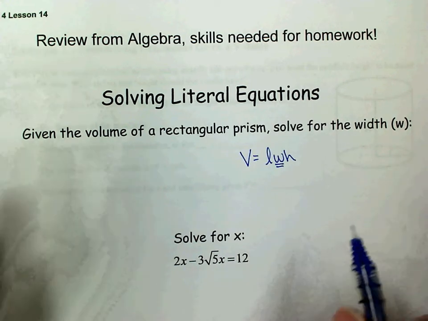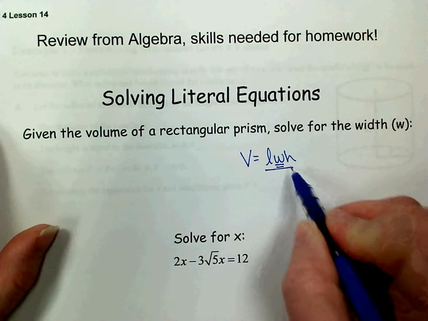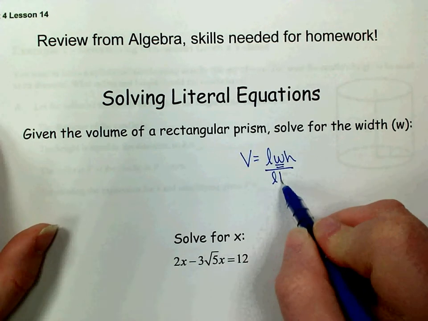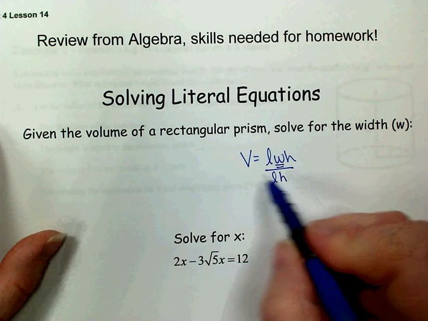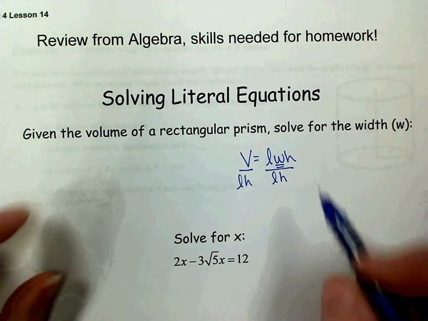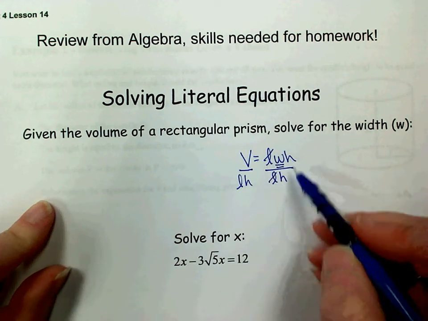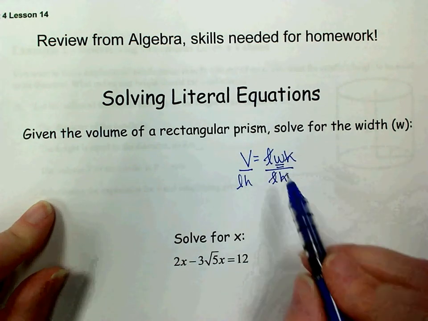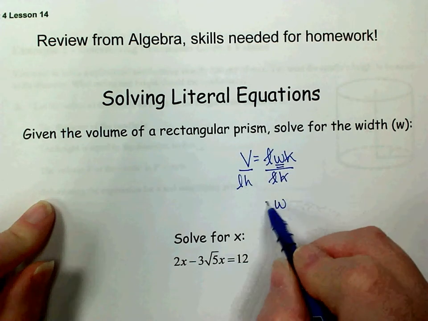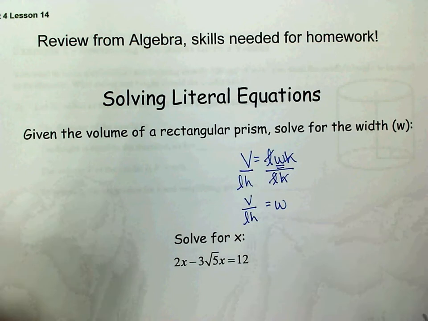Multiplication. What undoes multiplication? Division. So I would divide to get rid of the L and H. And what I do to one side, I have to do to the other. Exactly the same thing. So we know a number divided by itself is just 1. So L divided by L cancels. H divided by H cancels. I have W by itself, and it is equal to the volume divided by the length times the height.